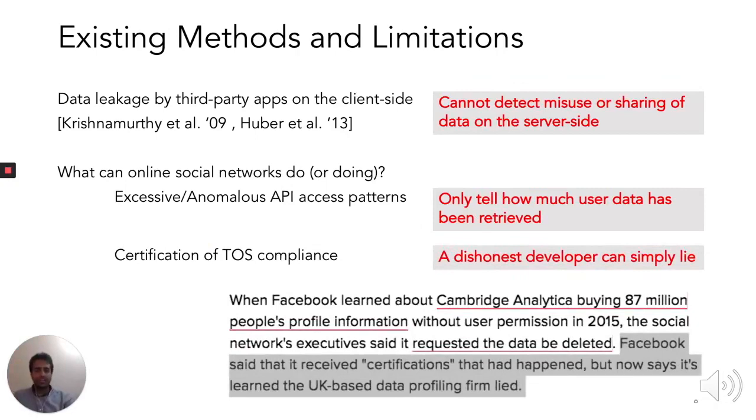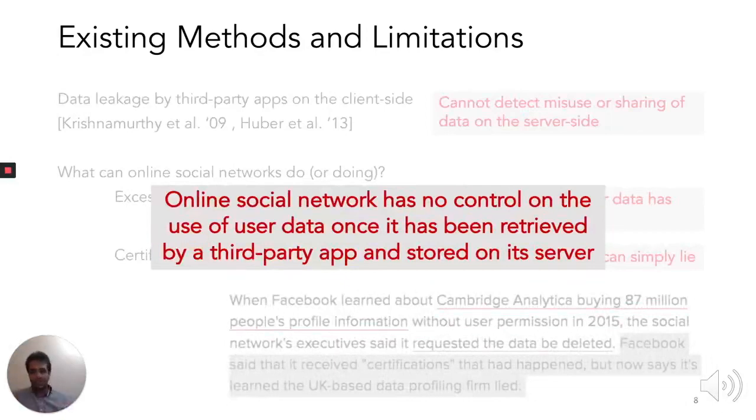In summary, the key challenge in detecting data misuse by third-party apps is that neither online social networks nor user has any control over the use of data once it has been retrieved by a third-party app and stored on its server. Thus, in our work, we focus on devising an approach to detect data misuse by third-party apps.